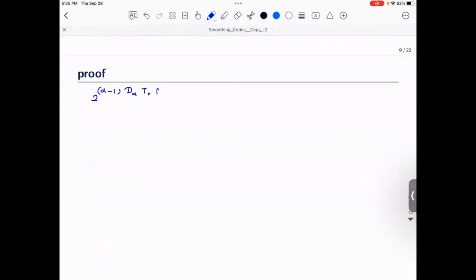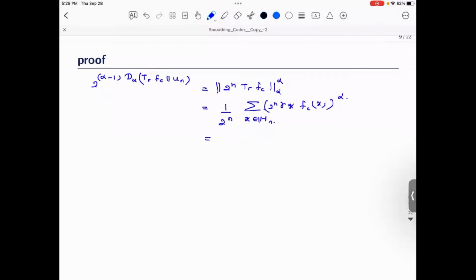I'm going to obtain a bound for this quantity because it has a form that is manageable. This looks like a norm. So summation over n, r convolution Fc, x. This is by definition of the norm, and we make some simple simplifications.